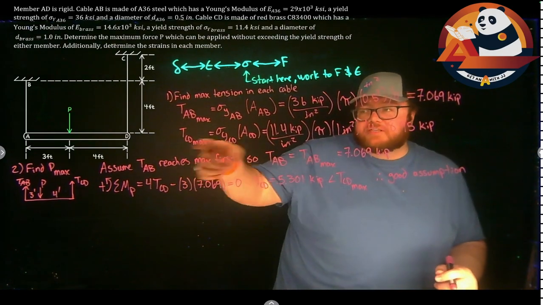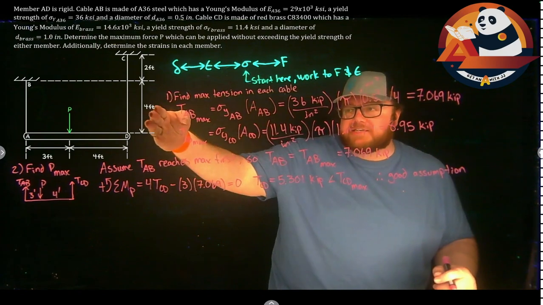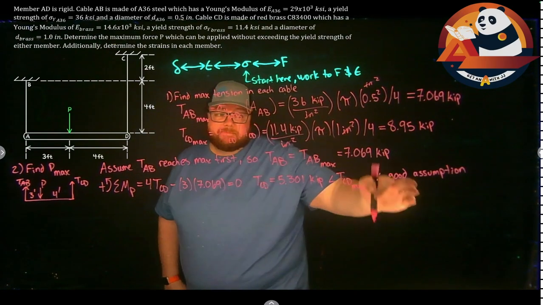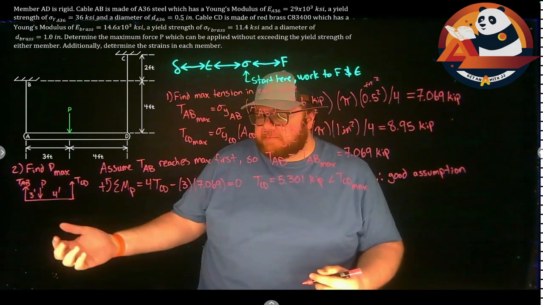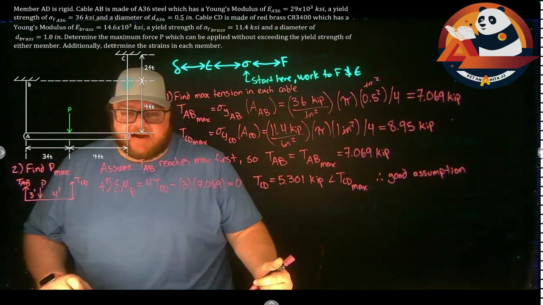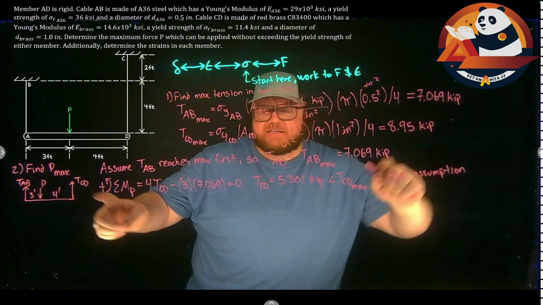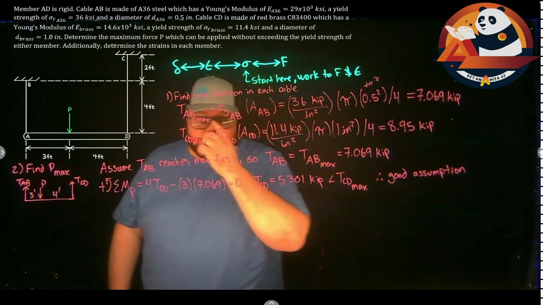TCD can't go over its max value. If we had assumed TCD first, when we solve for TAB, it would have been over 7.069. We'd have to say that's a bad assumption. Let's start over and assume TAB hits its max. One of the two of those is going to hold true for us, not both of them. I can't say TAB is 7.069 and TCD is 8.95 because the loading isn't going to get us to both of those at the same time.